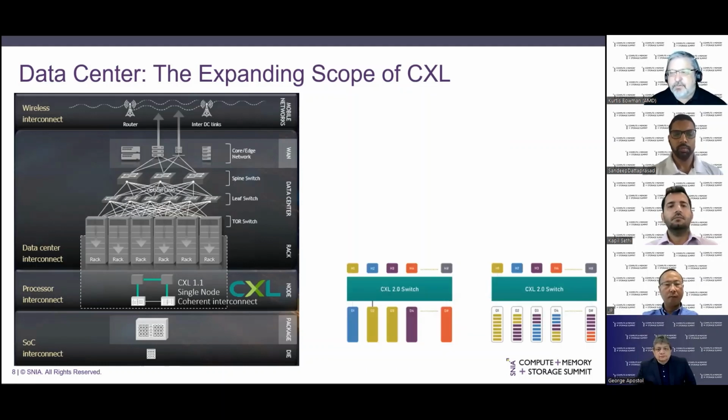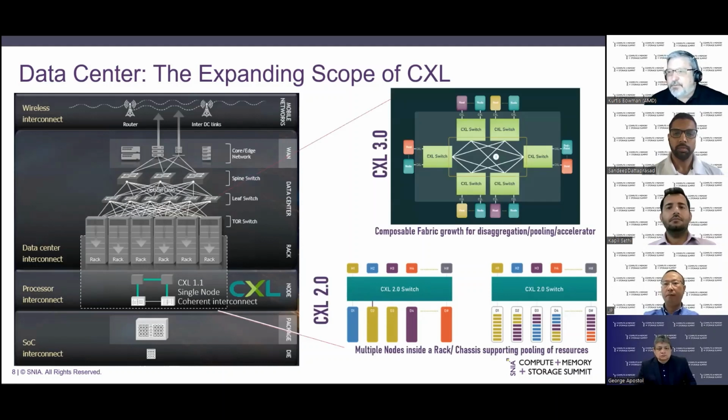Then came 2.0. We introduced 2.0 in 2021, and what it really added was the ability to do switching and also pooling. And so you see in the pictures here where we have the different memory devices on the bottom with hosts on the top. When you pool them, you can put a device per host, or you can break them down into subsections and put part of the pool to one host and part to another.